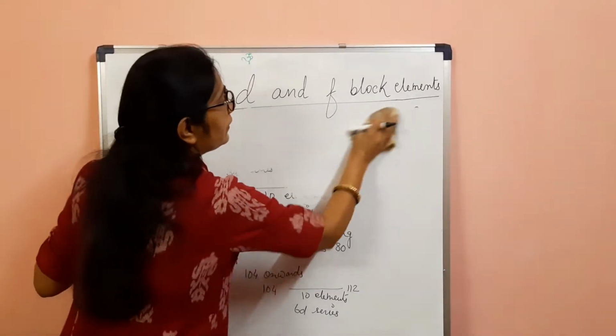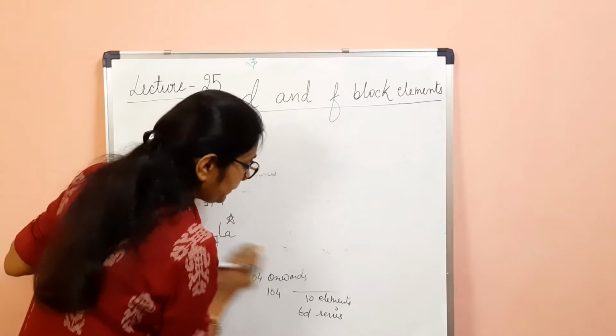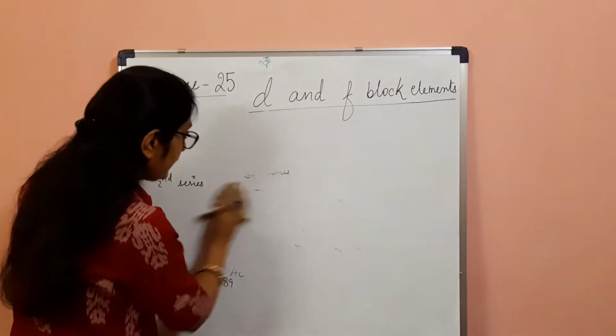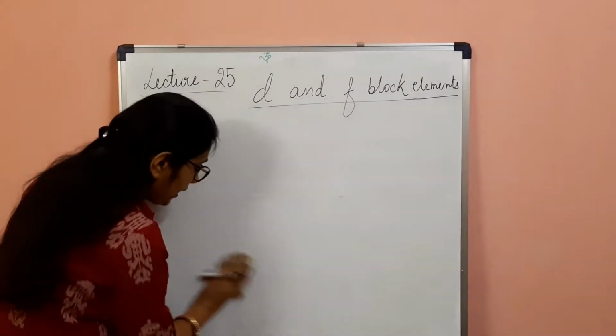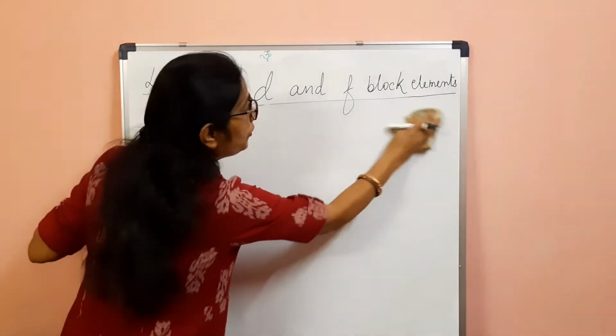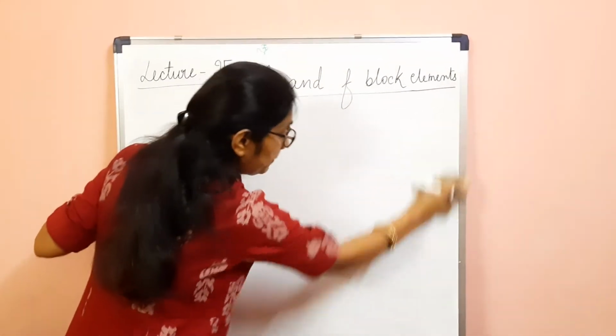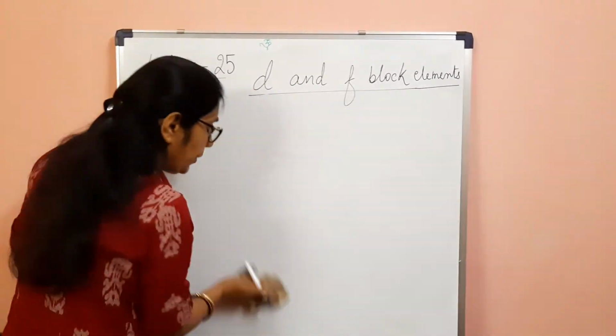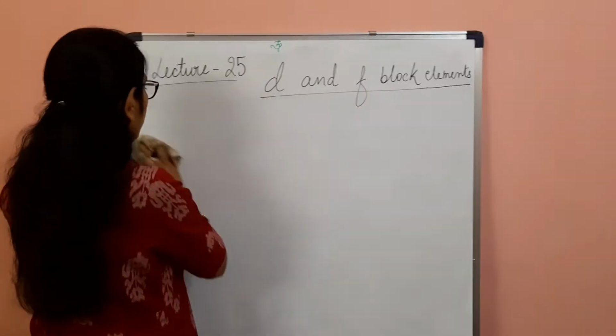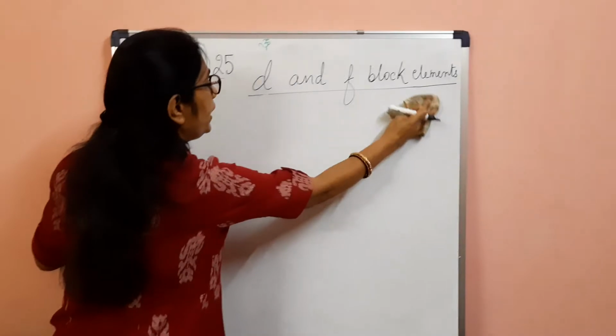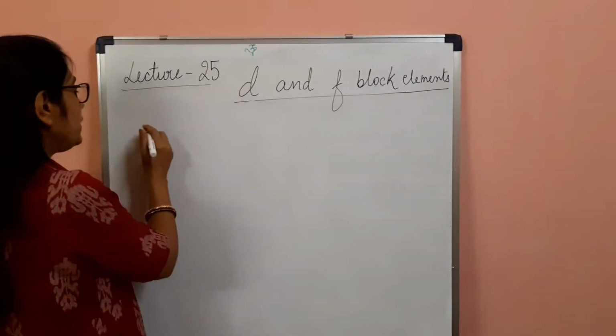So, dear children, as I said, they have been classified into 4 transition series. This is very important, and you should remember which element belongs to which series. Now let's start with their periodic and physical properties.